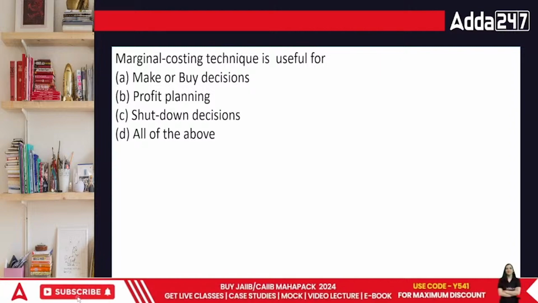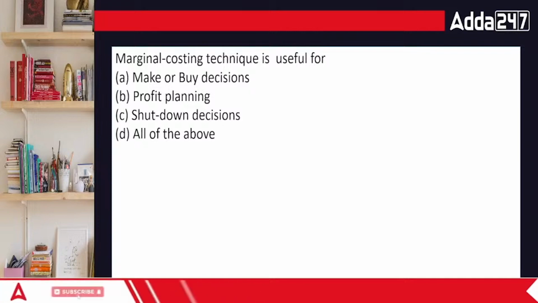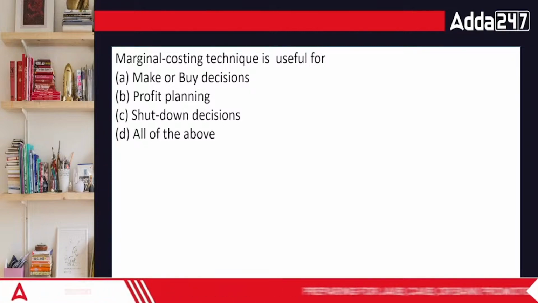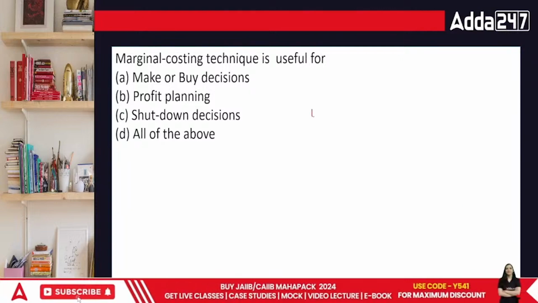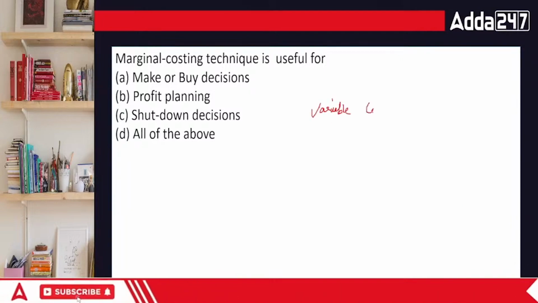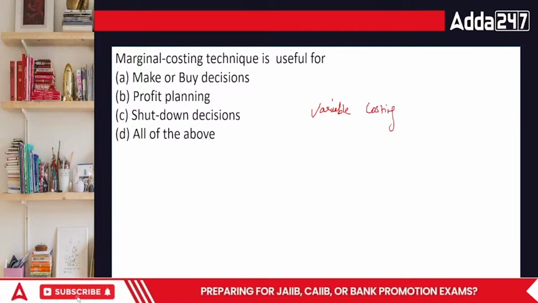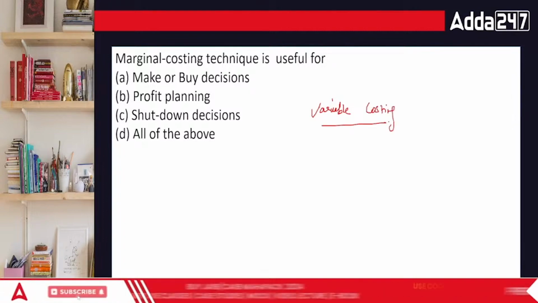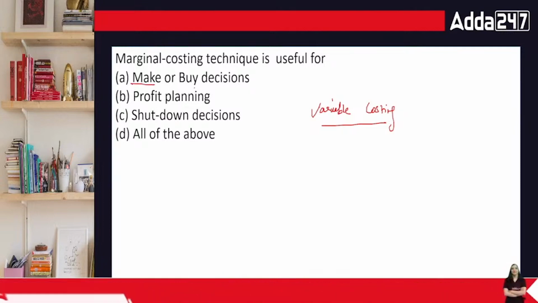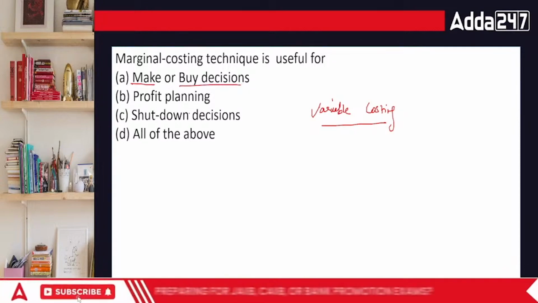Marginal costing technique is useful for make or buy, profit planning, shutdown decisions, or all of the above. But marginal costing is basically related to the area of variable costing. It talks about variable costing in detail. So if I am considering whether I make things or not, that is make or buy. Either I should make it or buy it.